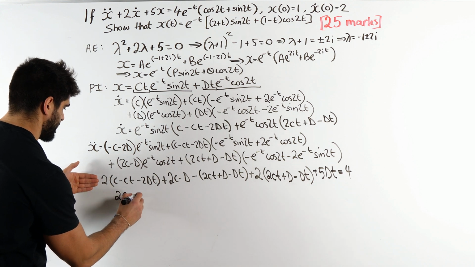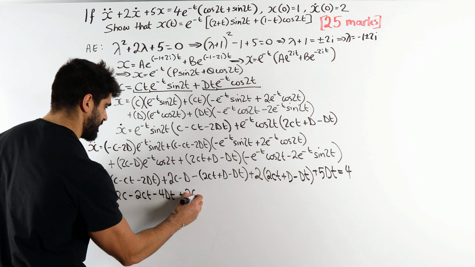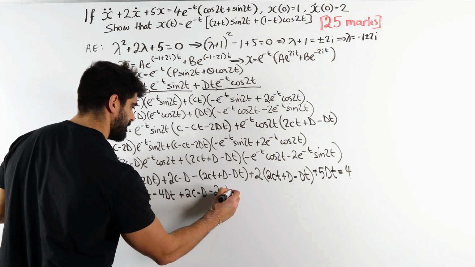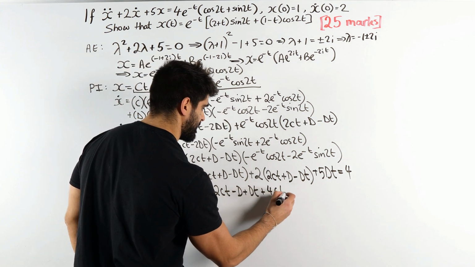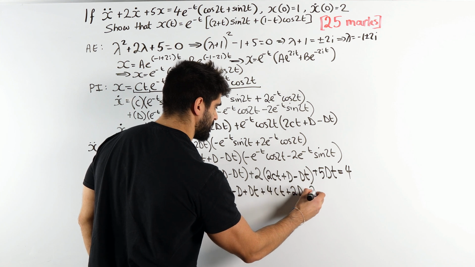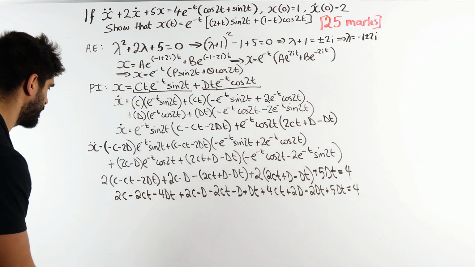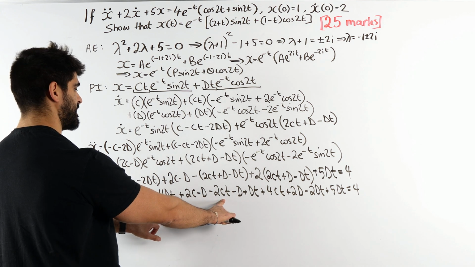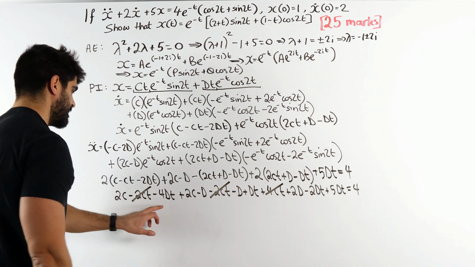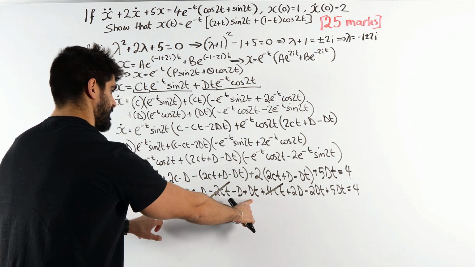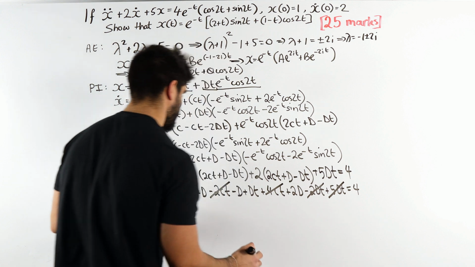Okay. 2c minus 2ct minus 4dt plus 2c minus d minus 2ct minus d plus dt plus 4ct plus 2d minus 2dt plus 5dt is 4. Minus 2ct, minus 2ct is minus 4ct, plus 4ct. Beautiful. That's what I was hoping for. Minus 4dt plus dt is minus 3dt. Minus 2dt is minus 5dt, which when you add 5dt, these all just cancel.